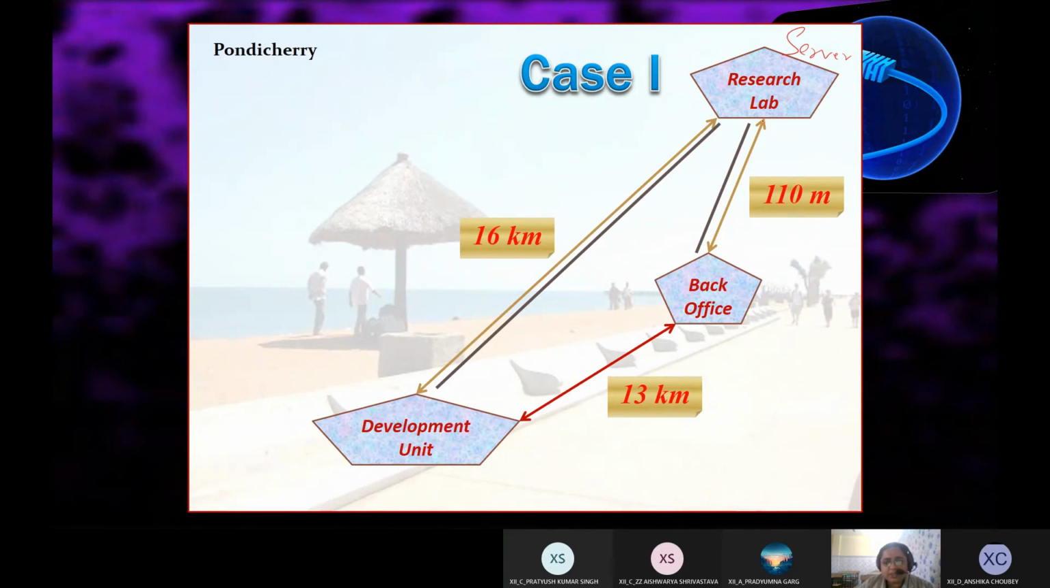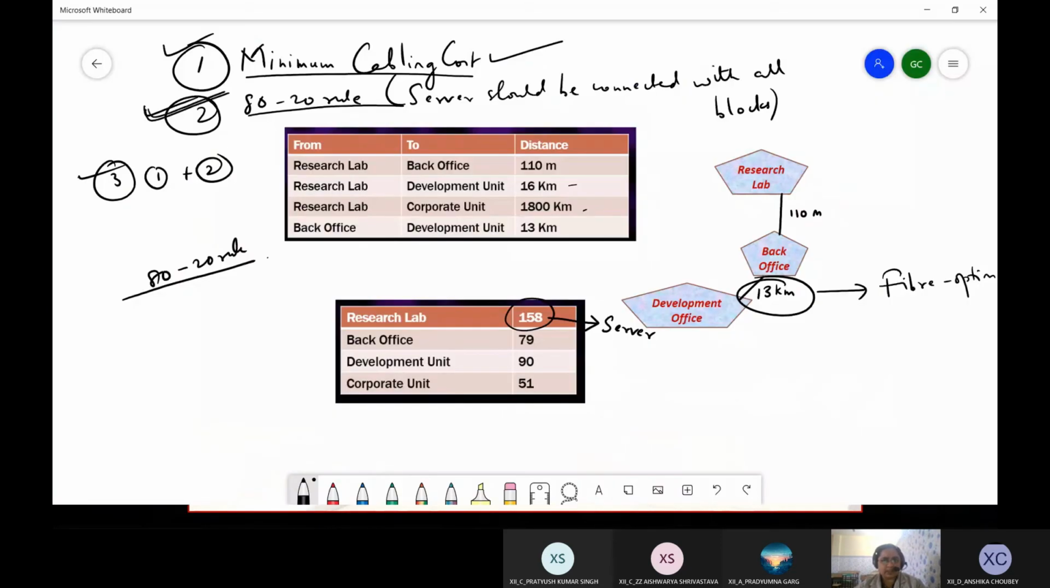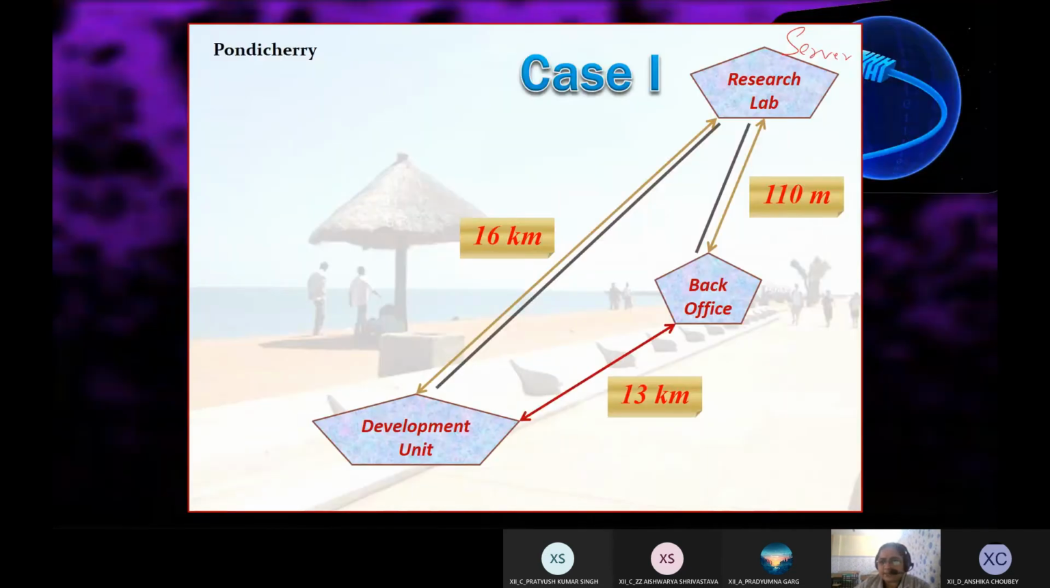So we should try to connect. Now this is based on which point? The 80-20 rule, right? That is, 80% of the traffic should be localized. So the research lab is connected to the development unit and back office. There is no connection with this, it is just the distance given.